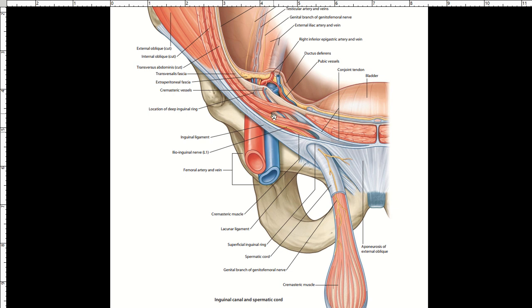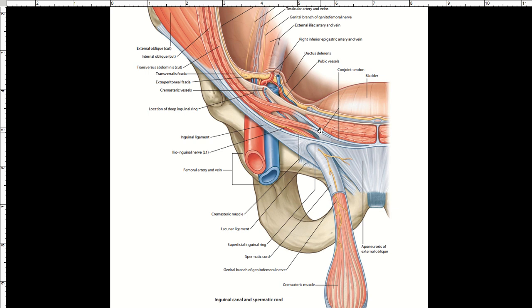The origin of the internal oblique reinforces the deep ring. You understand? Good. And then another reinforcement of the superficial inguinal ring. This superficial inguinal ring is also going to be a what? A potential weak space. So it has to be reinforced.